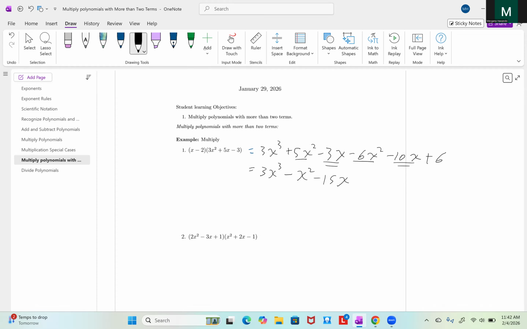So we combine all like terms. The constant term is 6. We don't have another constant term to add it to. So this is the product.